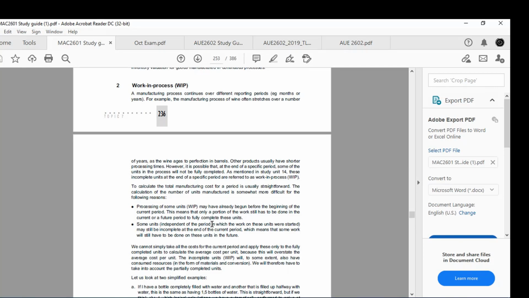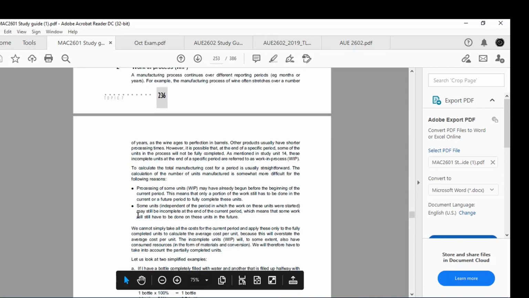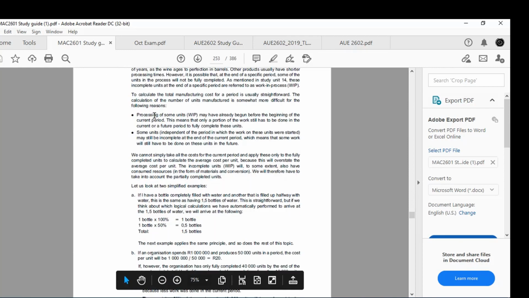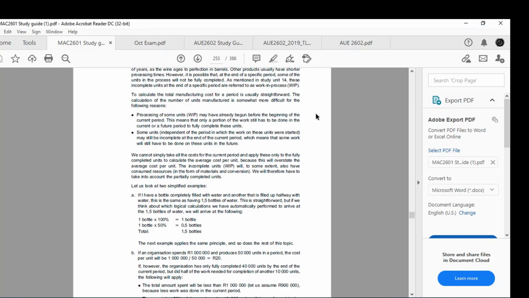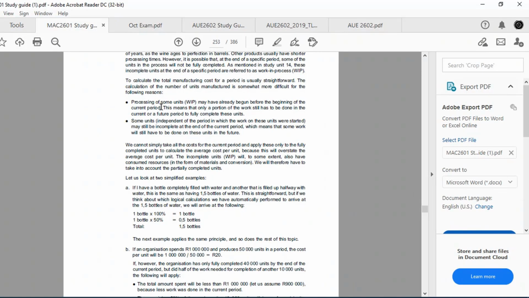To calculate the total manufacturing cost for a period is usually straightforward, okay? The calculation of the number of units manufactured is somewhat more difficult for the following reasons, and these are the reasons that they've given us. Processing of some units may have already begun before the beginning of the current period. So what they're saying here is that the processing of some units will have already begun before the beginning of the current period.